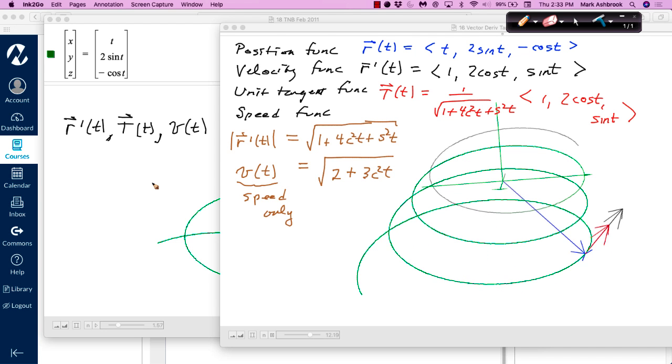Can you write a statement that brings those three functions together in one statement? For instance, v of t equals r prime of t plus T of t. That's totally wrong, but that's an example of the kind of thing I'm talking about. V of t equals r prime of t plus capital T of t. Totally wrong, but it's an example.